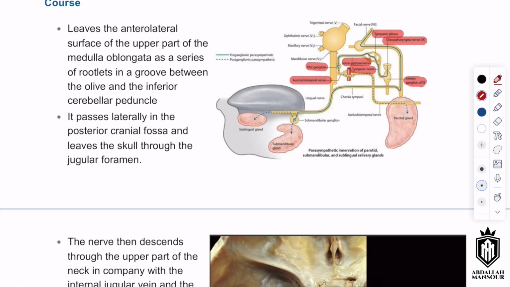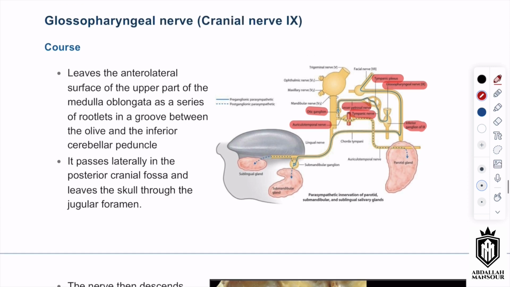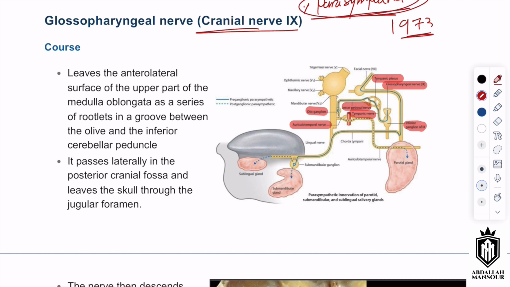Glossopharyngeal nerve. We need to establish what we learned earlier about it. First of all, it's one of the parasympathetic nerves. The reason we mentioned that is that you're definitely going to mention a parasympathetic nucleus related to it. Second, it's related to the lateral surface of the brainstem, and of course it's coming from the medulla oblongata, so the nucleus related to it will be coming from the medulla oblongata.